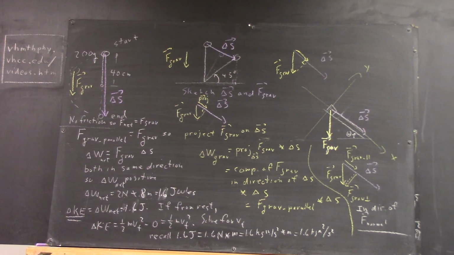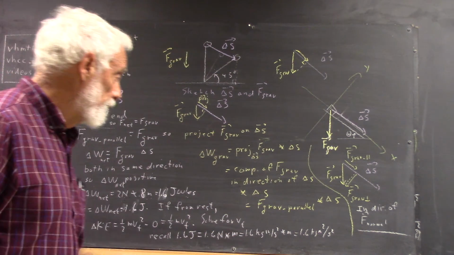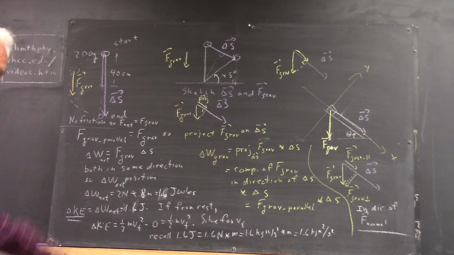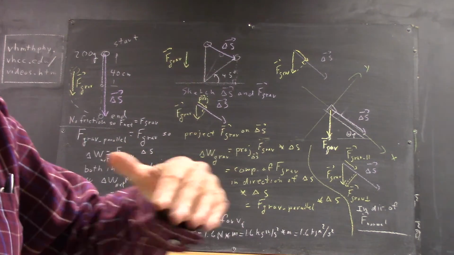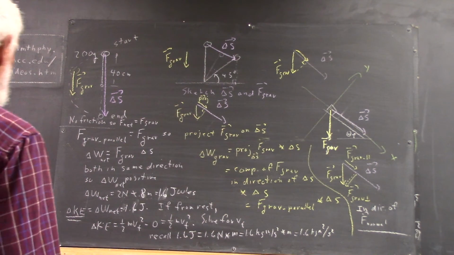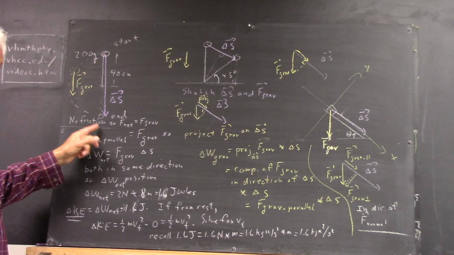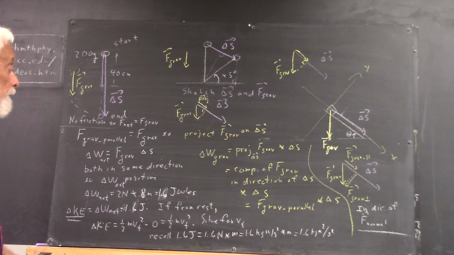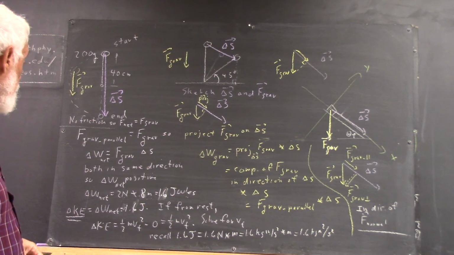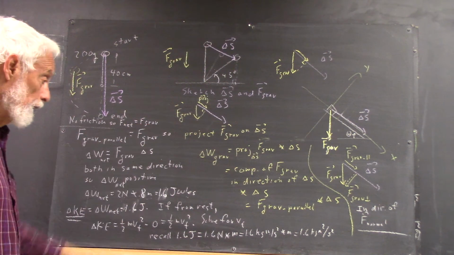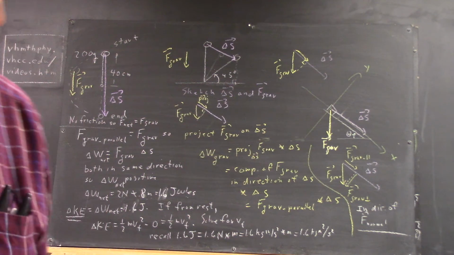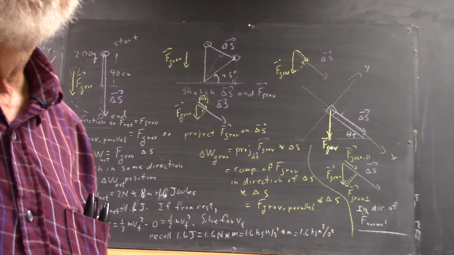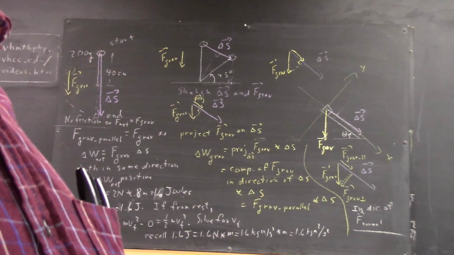Okay? So from this analysis we can easily determine the kinetic energy of the mass at the bottom in the no friction case, and the velocity by setting 1/2 mv squared equal to the work done by the net force.